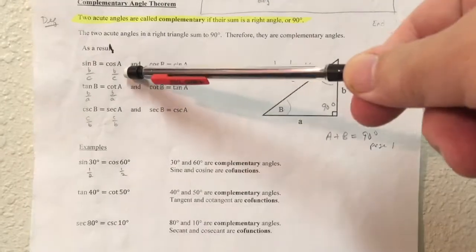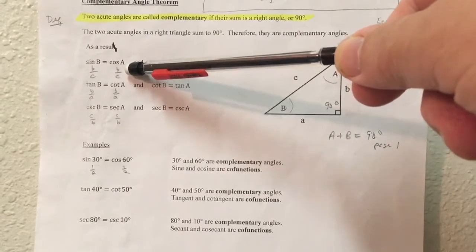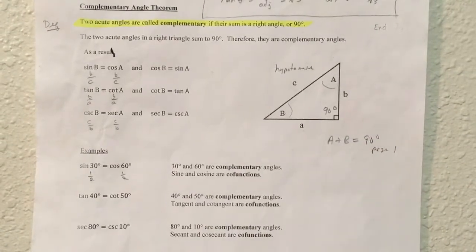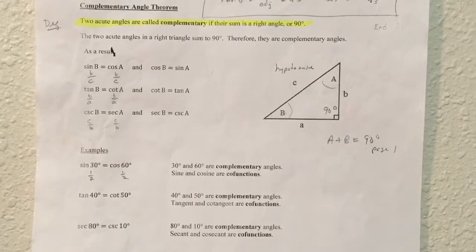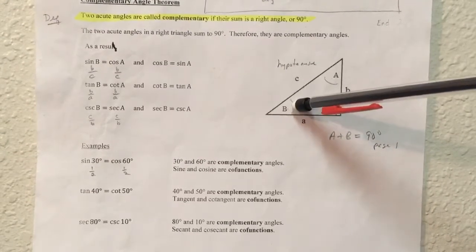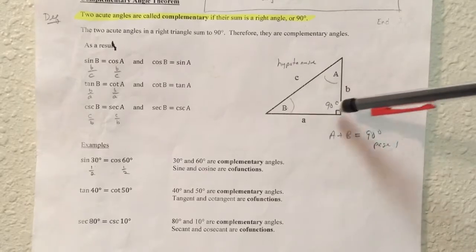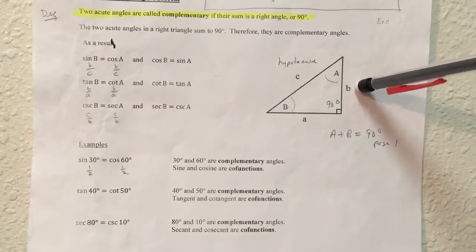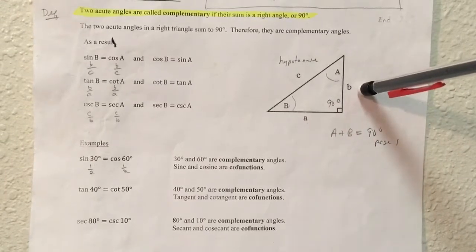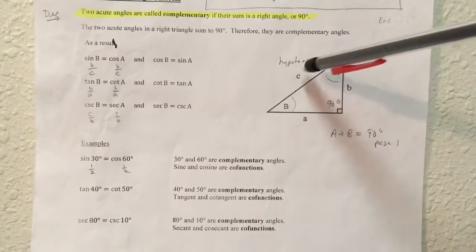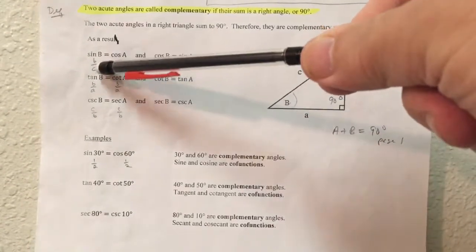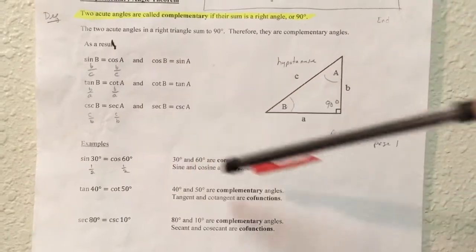And so we can prove that the sine of angle B is equal to the cosine of angle A by knowing the exact values of sine B and cosine A. We know from previous work that the sine of angle B is equal to the length of the opposite side of angle B divided by the hypotenuse. Well, the length of the opposite side of angle B is little b, the length of the hypotenuse is c. So sine of angle B is equal to little b over little c.